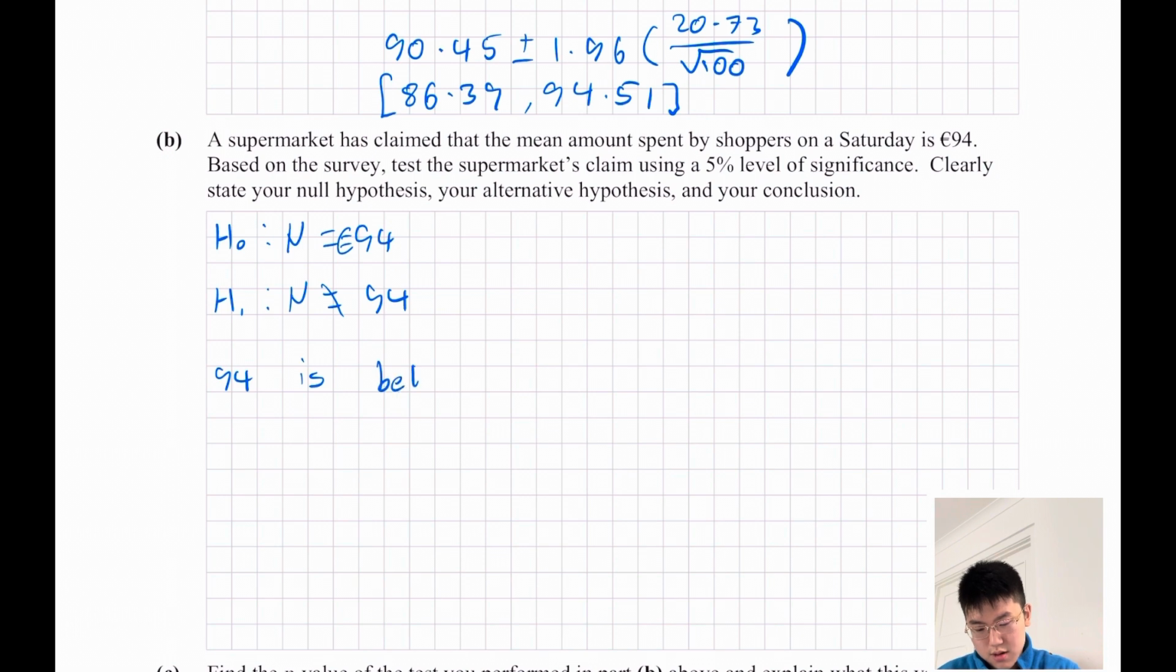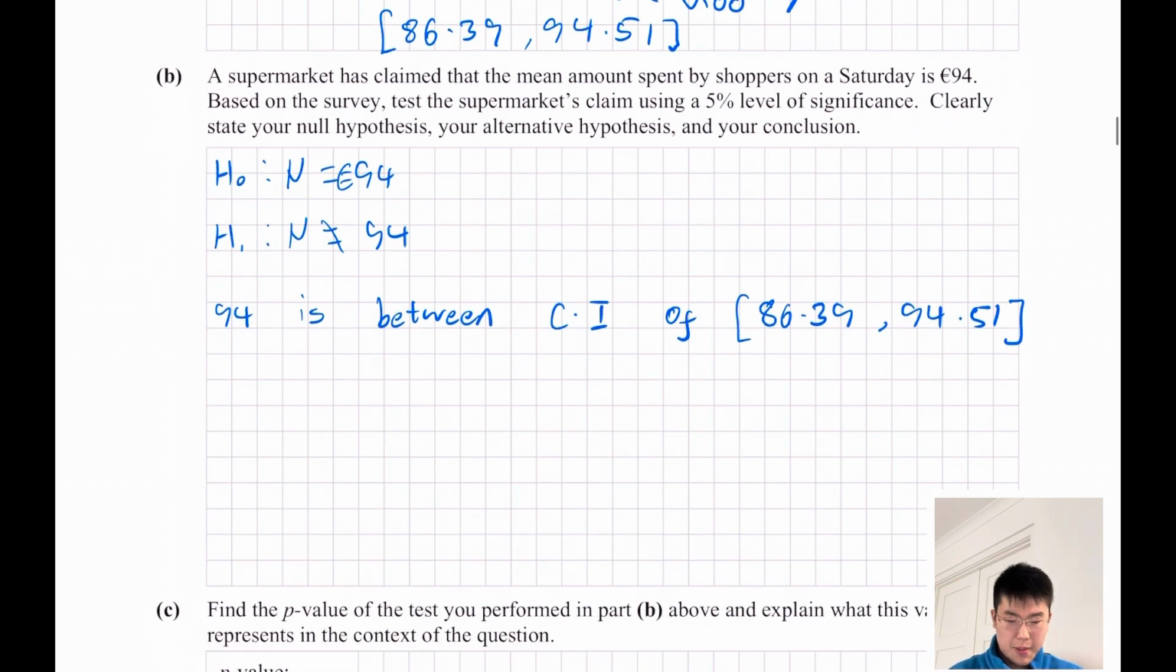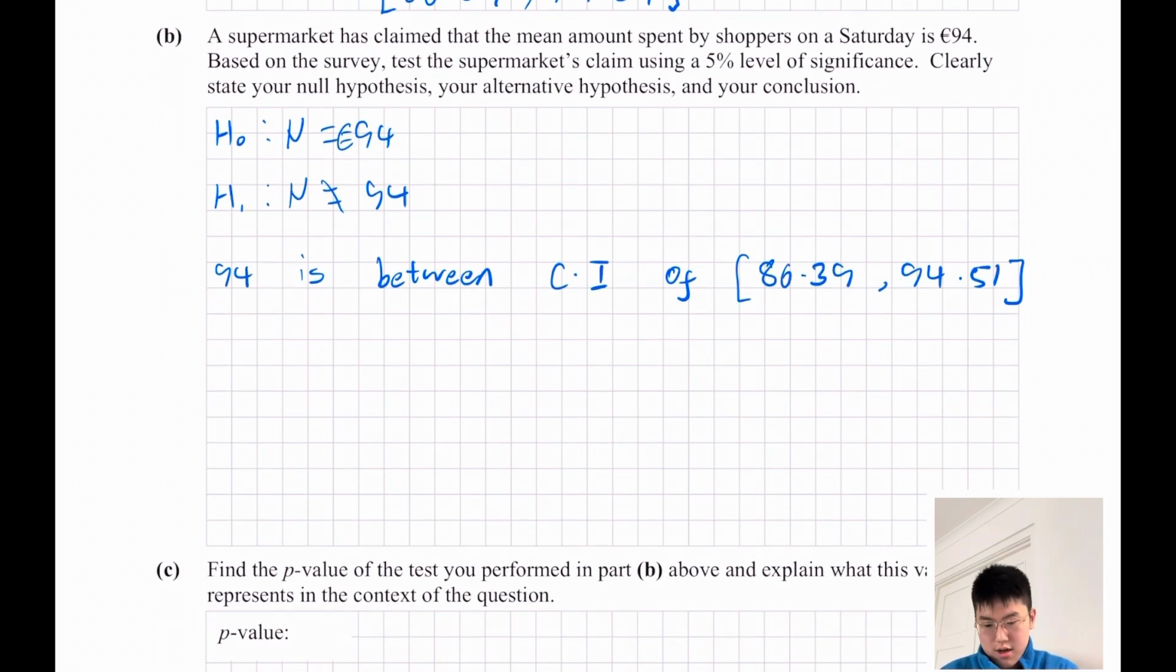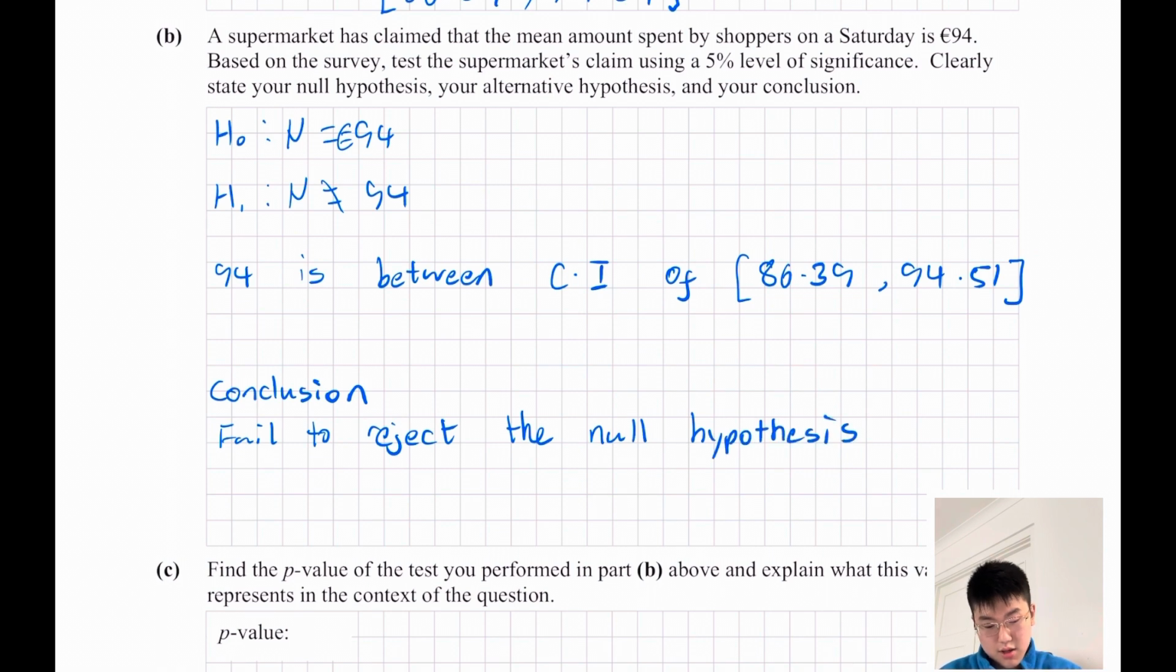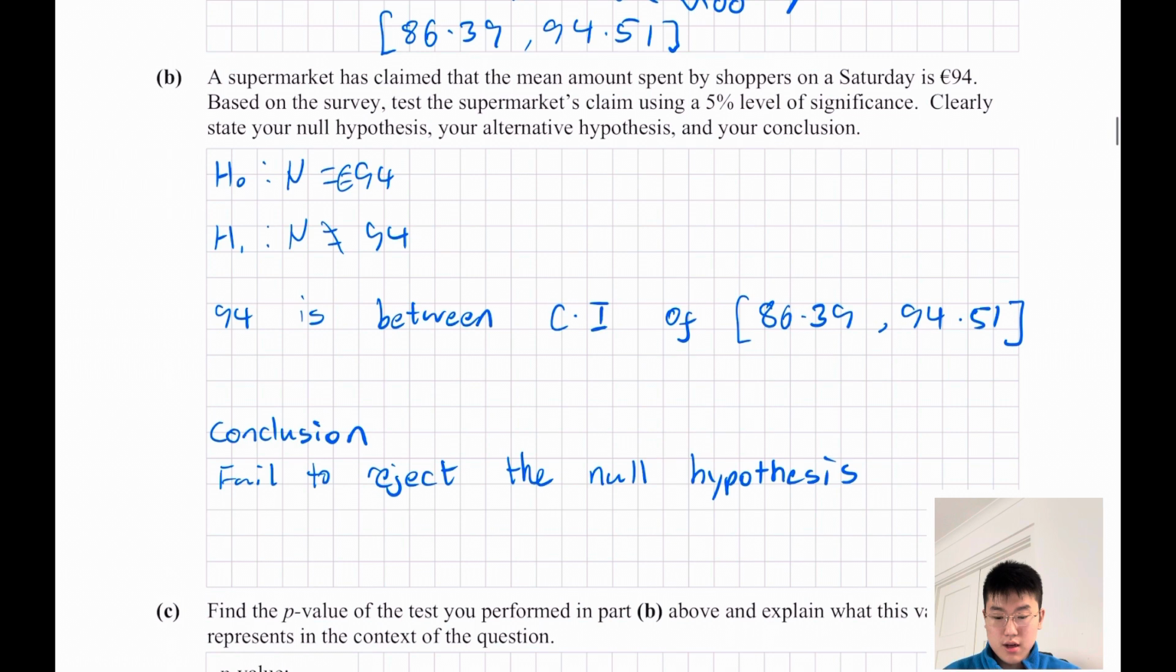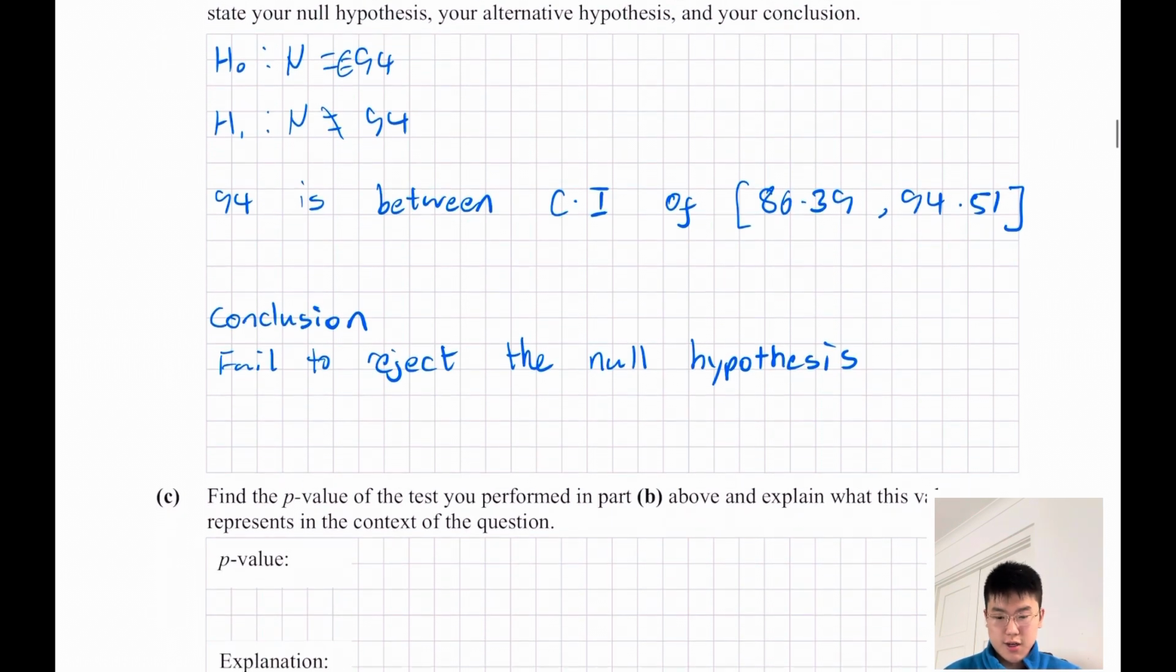94 is between the confidence interval of 86.39 and 94.51. And then at the end, our conclusion from that, we say that we fail to reject the null hypothesis. So that means the mean value that the shoppers are spending is 94 euros.